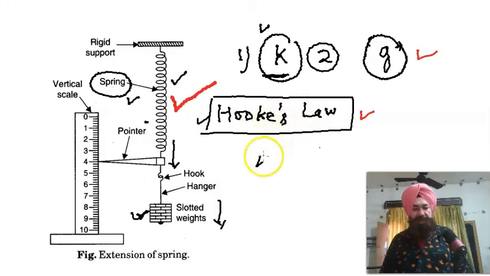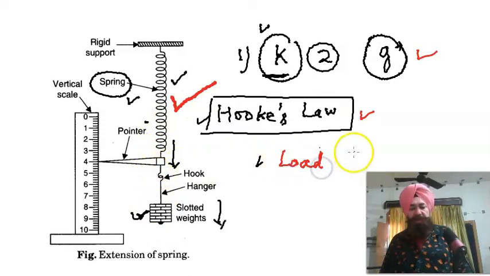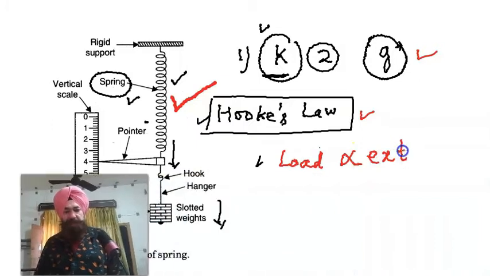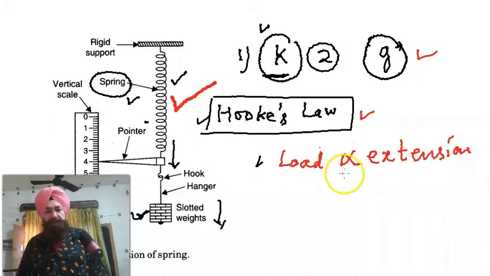In short, very simple. If the load applied is less, then there will be small extension. If load applied is heavy, then the extension will be large. That means load is proportional to the extension produced in the spring. Now replace this sign by a constant.